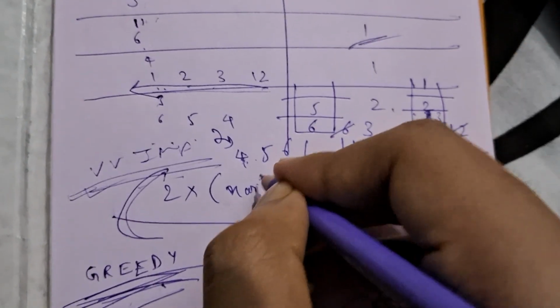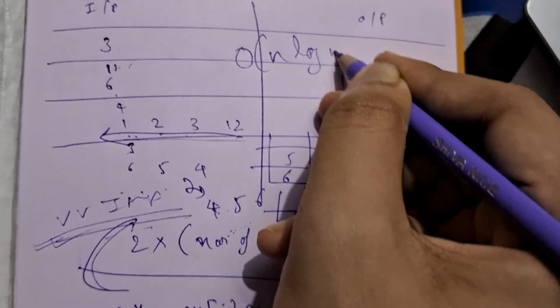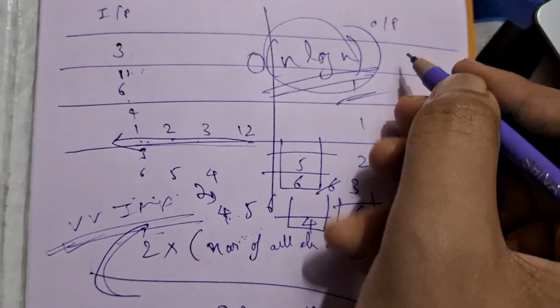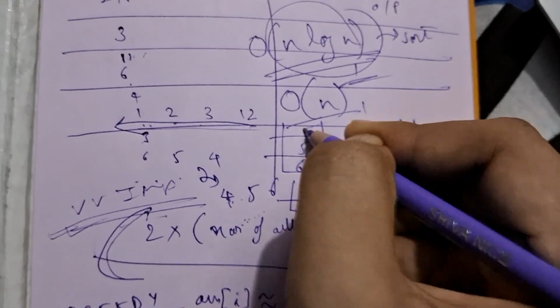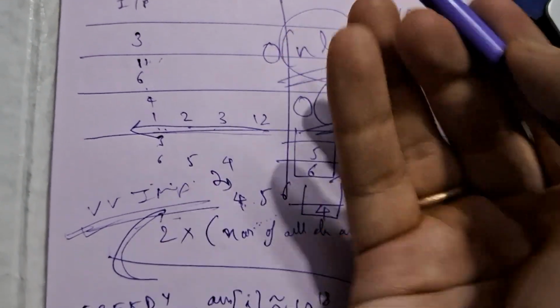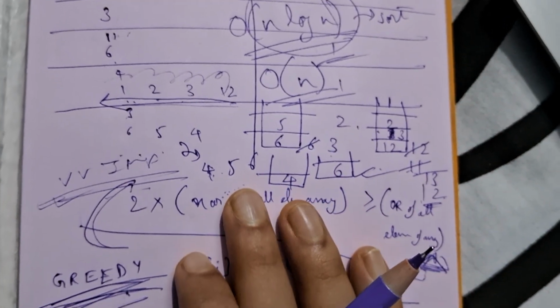This we can do in big O of n log n. Why? Because n log n is just to sort the array, and then you perform the operation n times. We are just sorting it and then traversing one by one. So this is basically my explanation.